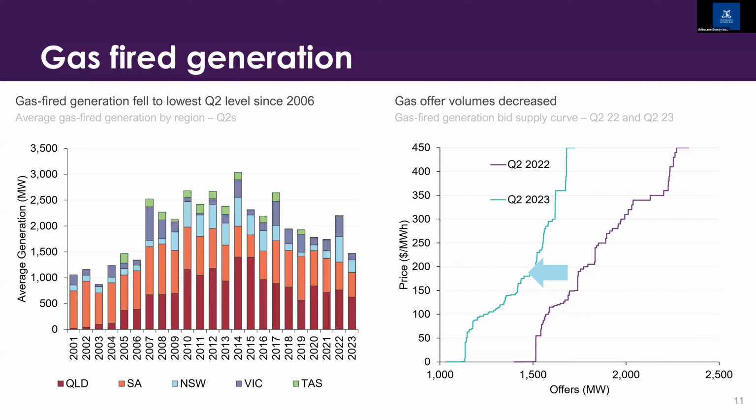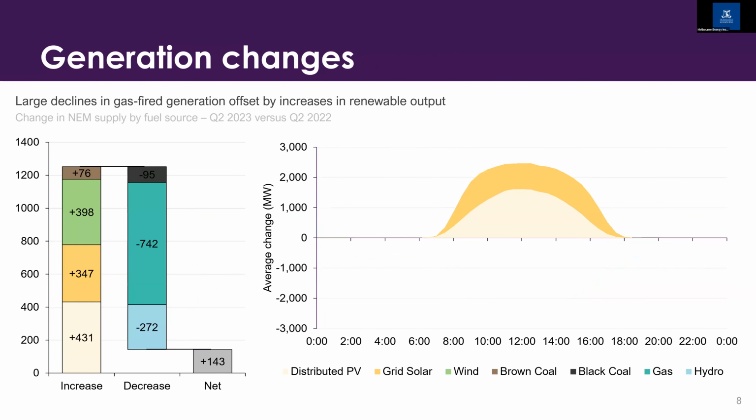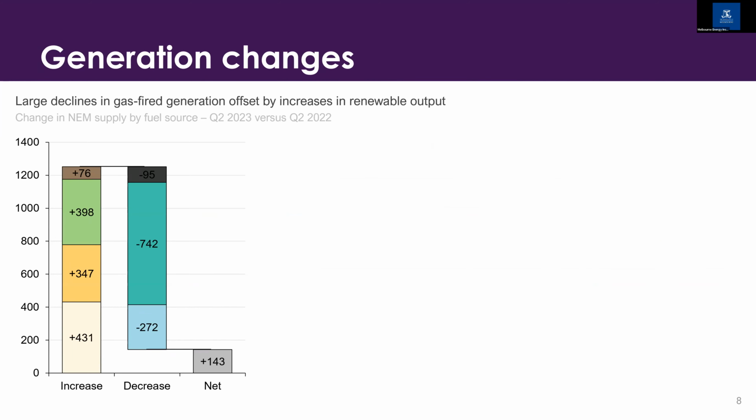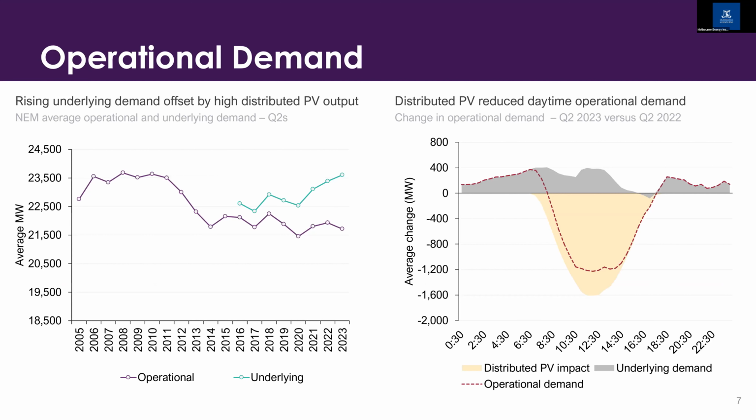I will have one more. I promise it's the last one. The drop in underlying demand, which you had displayed earlier. So is that described by drop in productivity, increased energy efficiency, or something else, or just all of the above? Do you mean underlying demand? Yes, in terms of the actual demand on the grid.